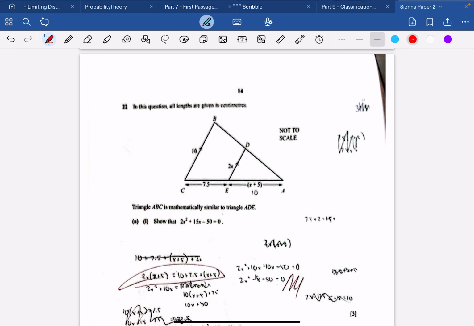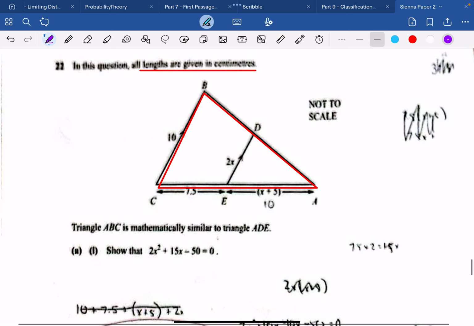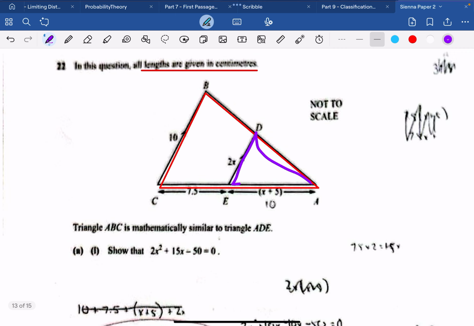Next question. In this question, all lengths are given as centimeters. Note not to scale. So we can't just whip out our calculator. Triangle ABC is mathematically similar to ADE. So we know this big triangle is mathematically similar to the small triangle.